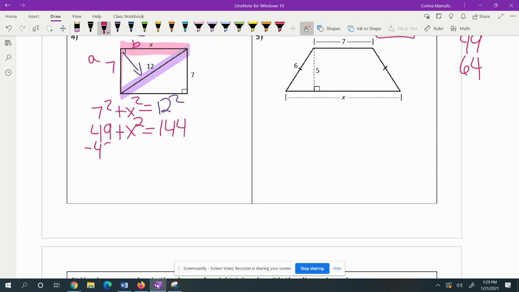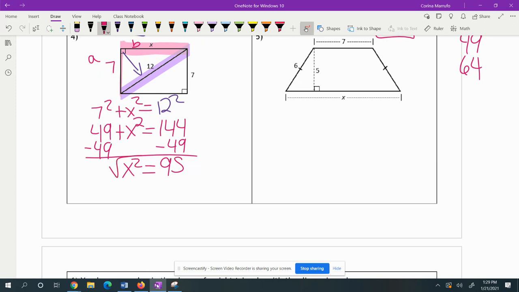Okay, I'm going to go ahead and move the 49 to the other side. And we get x squared equals 144 minus 49 is, let me see. 144 minus 40. Oh, sorry, because I want to make sure that I give you the right number. It gives you 95.